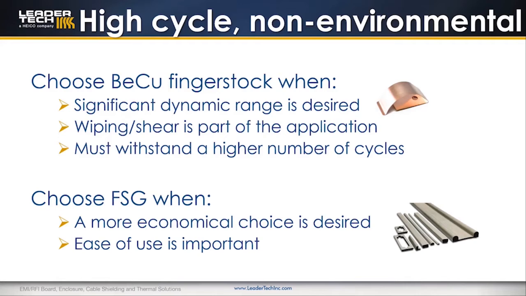Beryllium copper fingerstock is made from beryllium copper sheet metal, formed to the desired shape and heat treated to maximize the strength of the material. Choose beryllium copper when significant dynamic range is desired, wiping or shear forces are part of the application, or if the gasket must withstand a high number of cycles. FSG is extruded polyurethane foam with conductive copper nickel fabric wrapped around it. FSG gaskets are a more economical option than beryllium copper and are simply applied with a pressure-sensitive adhesive where you need them.